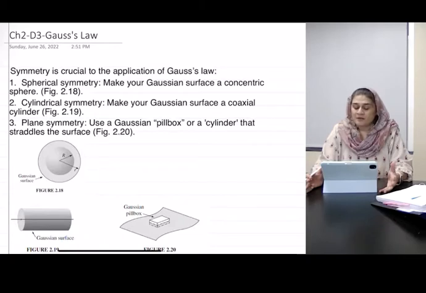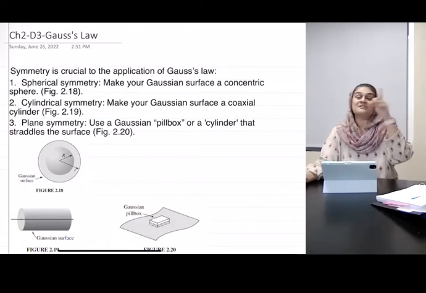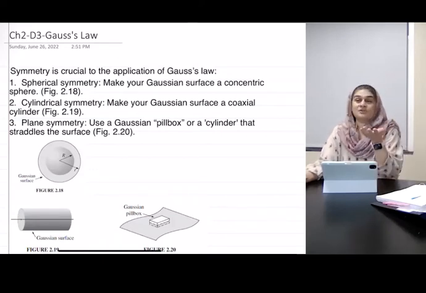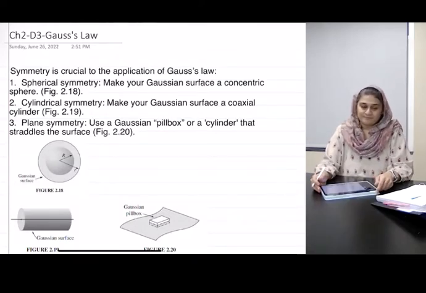The first one is whatever charge you have, you can make it into a spherical surface. Number two, whatever charge you have, you can make it into a cylinder, or you can make it into a plane. Now it depends on what charge you have, what kind of material you're given, what choice of dA you will make. So who wants to tell me what Gauss's law is?